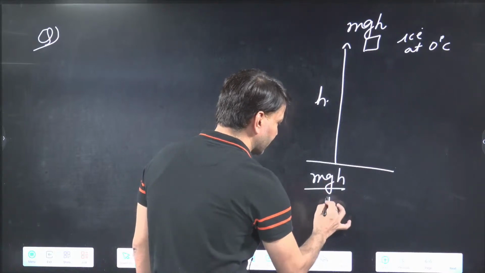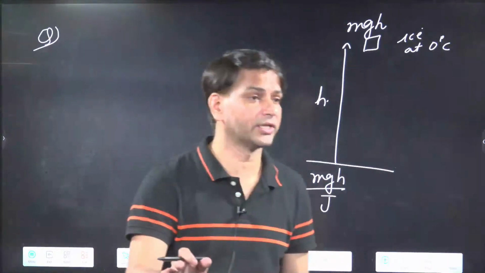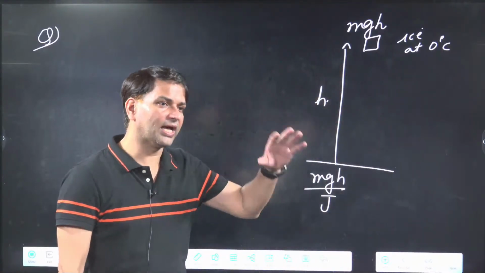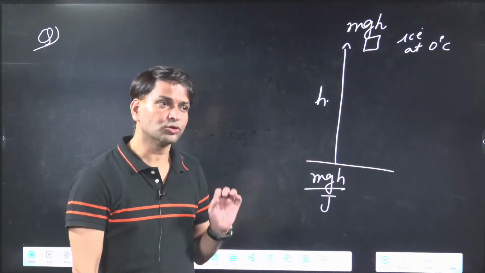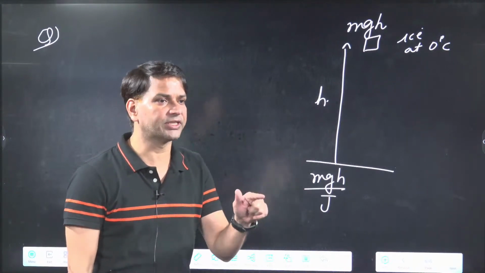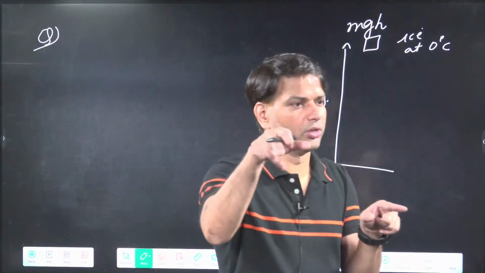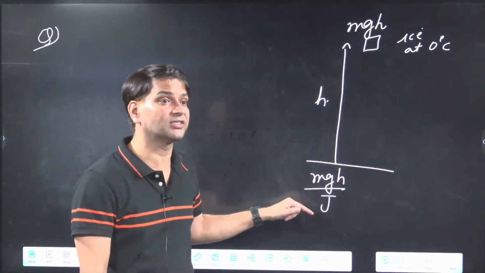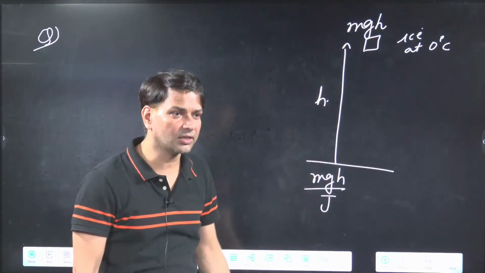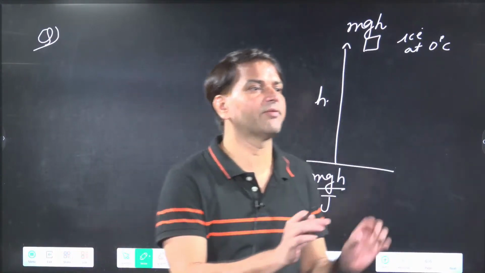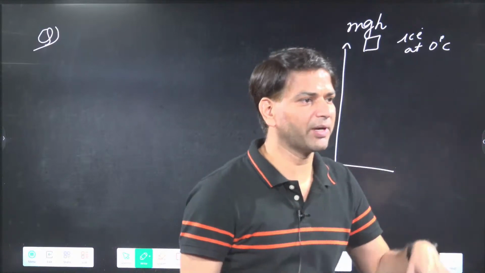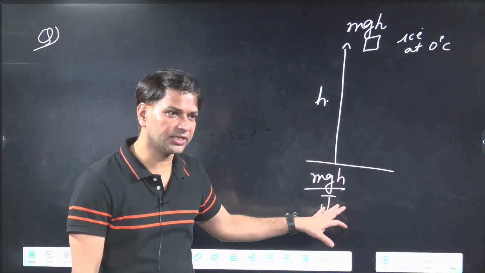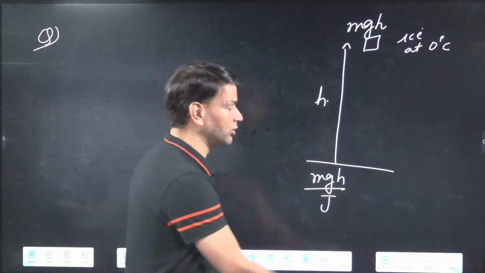Otherwise, if they give an option like mgh by J, it means the answer is given in calorie. That mgh you will get in joule, but maybe the option is given in calorie. So what will they give? mgh by J. What is J? Mechanical equivalent. Understood? So if this option is there, which option will you write? mgh by J. This will be equal to the heat produced.